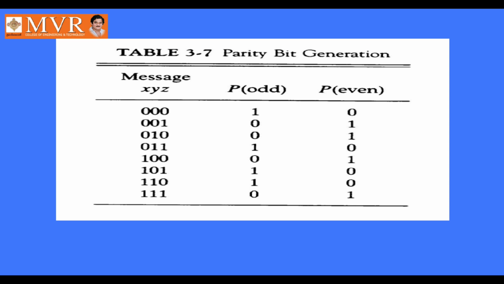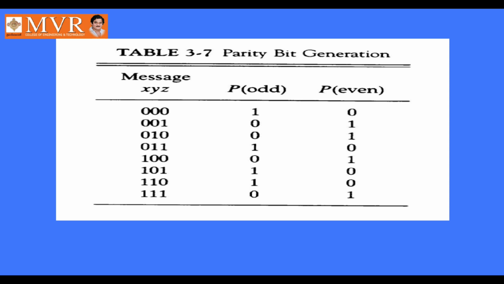I have taken an example of only 3 bits. It is the same procedure for 4 bit, 5 bit, 6 bit, 7 bit also. First, whatever the input is given to you, you check the number of ones in the input. That is the first point. And the second point, you decide whether you are following even parity method or odd parity method. That is the second point.